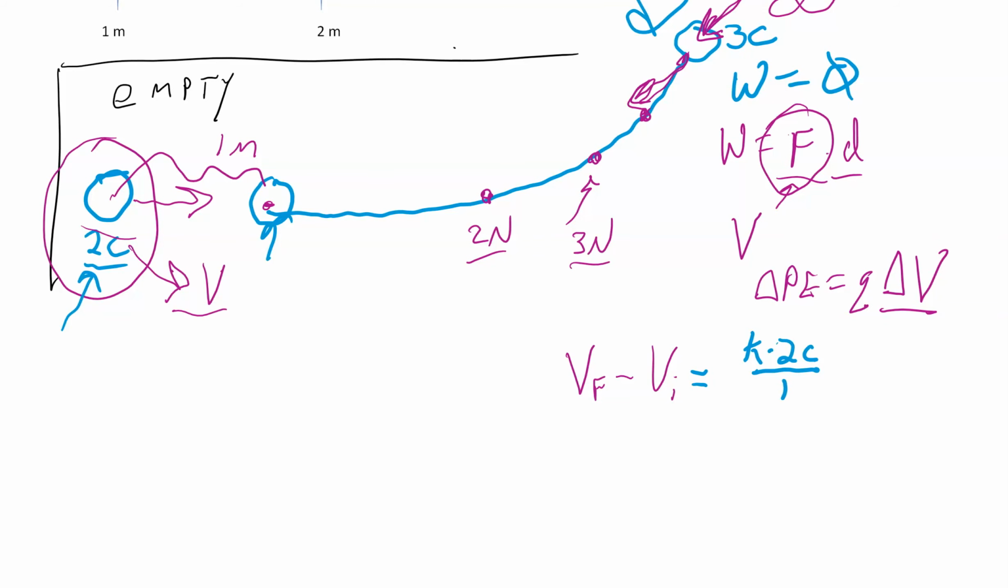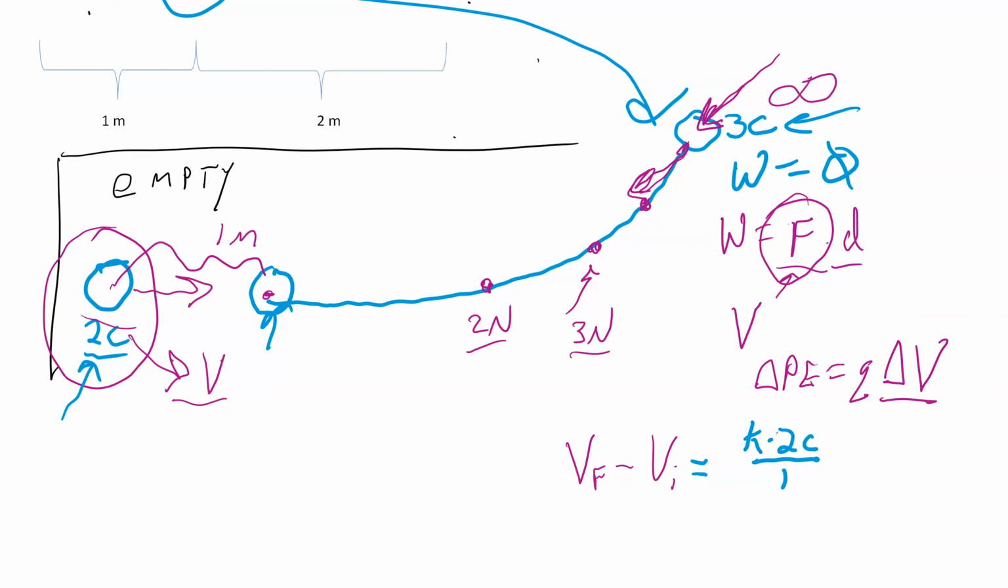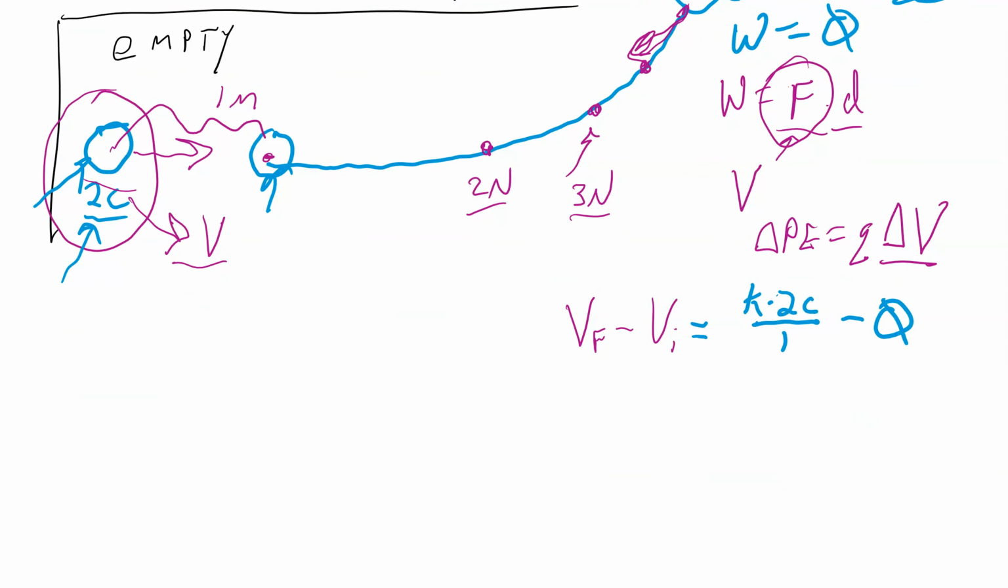That is the final voltage. What's the initial voltage? Well, it's the voltage up here, so that's K times 2 coulombs, because again, it's still this charge making it, but now divided by infinity, because it's infinitely far away. So that's 0. Anything divided by infinity is 0. If anyone tells you otherwise, they're crazy. Okay, so that's the change in voltage.